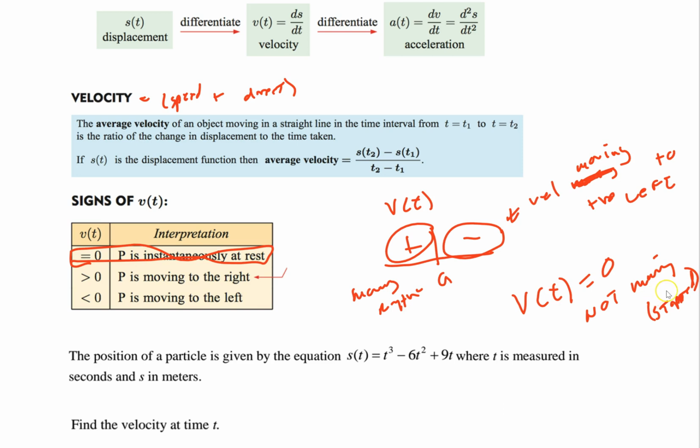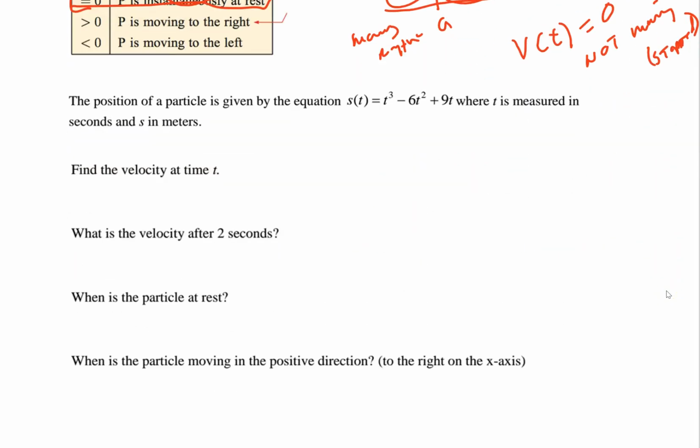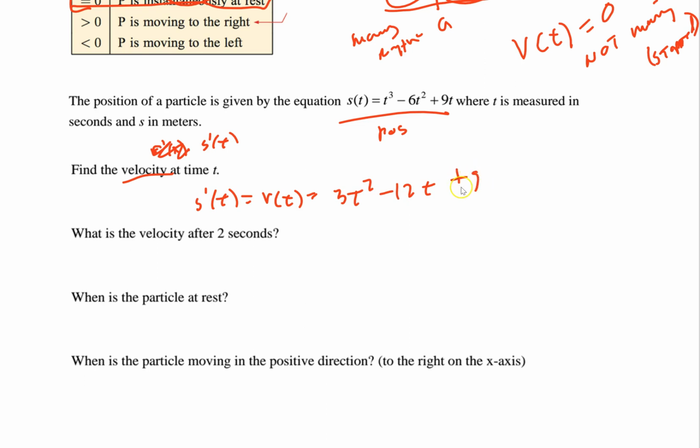Okay, let's do a couple examples that deal just with that. So find the position of the particle given. Notice how they give us the position function, and what they want us to do is find the velocity. Well, that's the first derivative. So take the derivative of that. In this case I should say s of t. So s prime of t, also known as the velocity function, is just the derivative of that, which is 3t squared minus 12t plus 9.